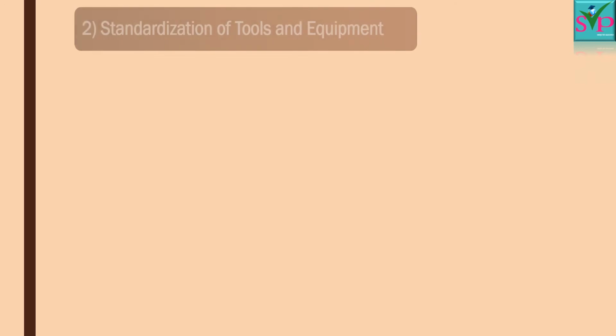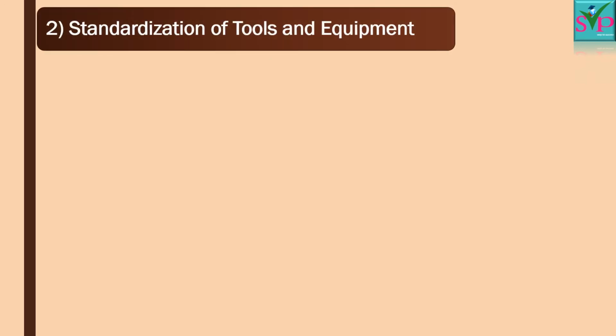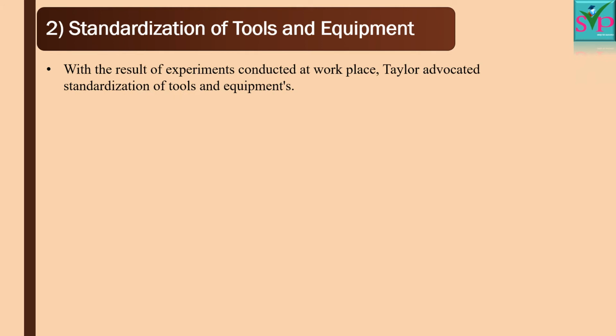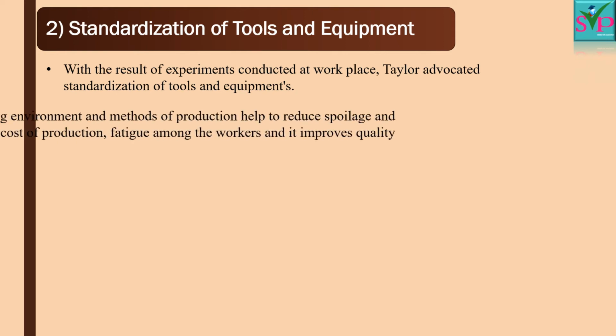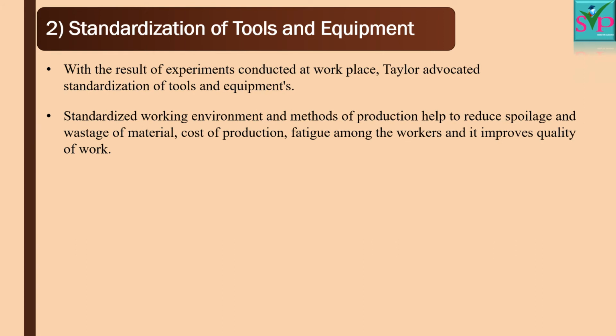Second technique is standardization of tools and equipment. With the result of experiments conducted at workplace, Taylor advocated standardization of tools and equipment. Standardized working environment and method of production helps to reduce spoilage and wastage of material, cost of production, fatigue among the workers, and it improves quality of work.